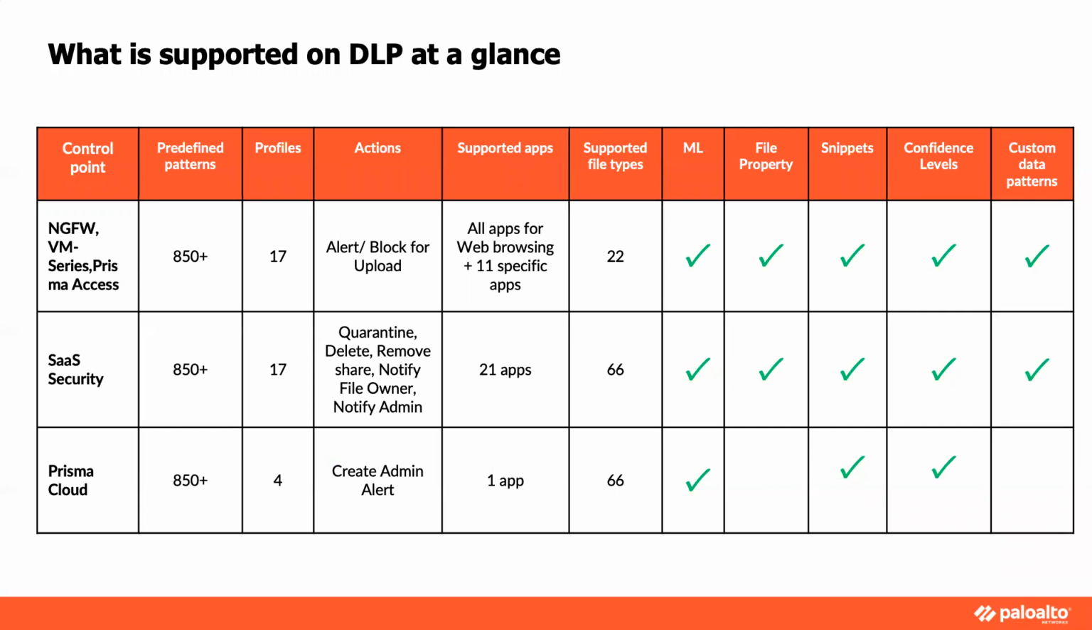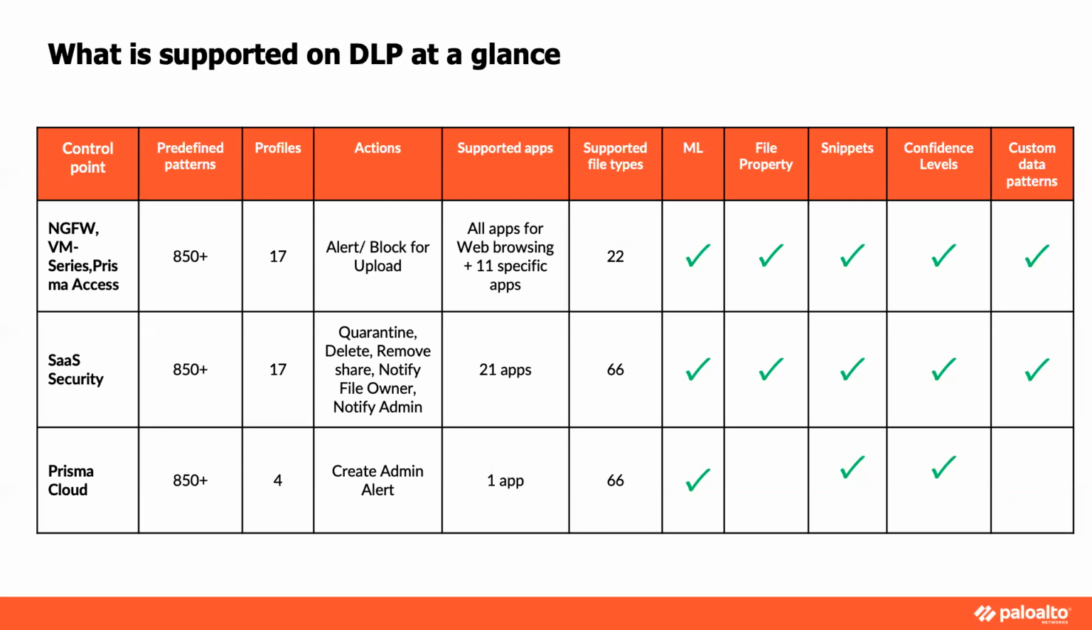There are different settings and different pieces and parts and limitations on these. When we're talking about Prisma Access, again, we have more than 850 predefined patterns. We have the ability to have 17 separate profiles, much more than say Prisma Cloud or some of the other devices. Since it's data in motion, we have the ability to block for uploads or just alert.